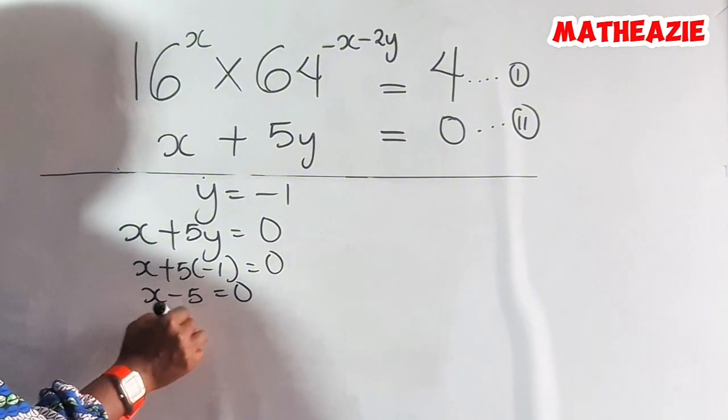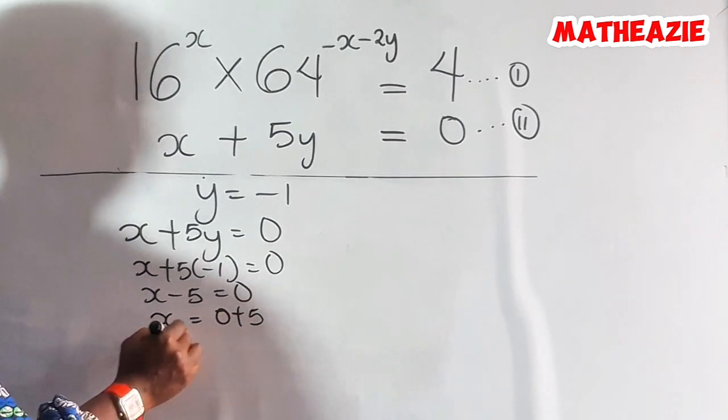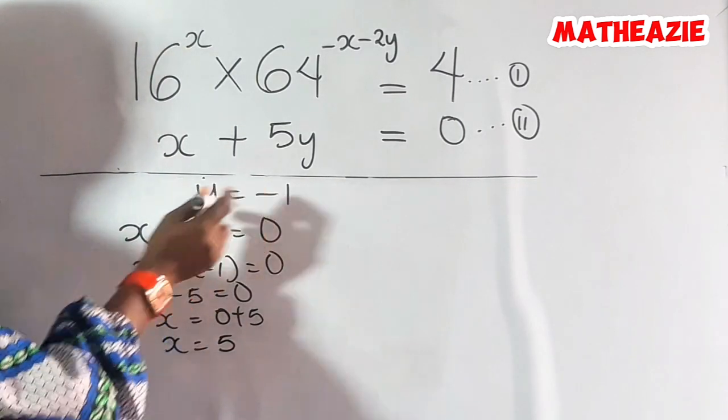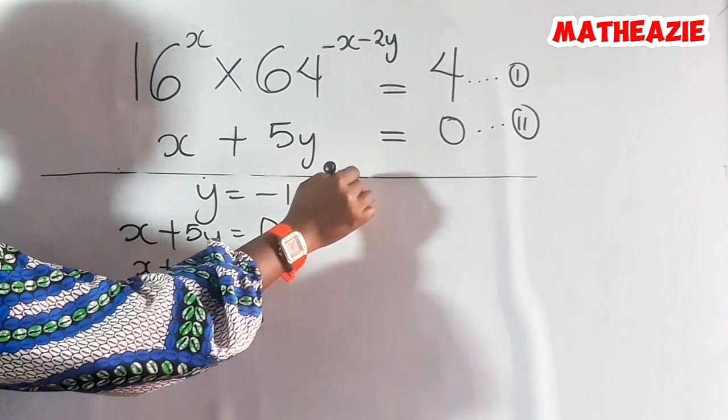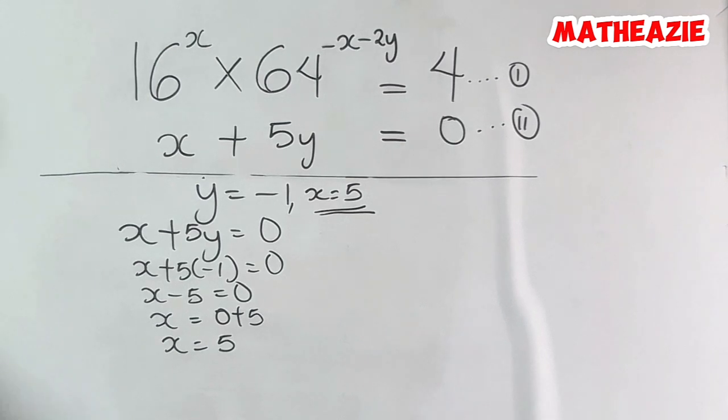This will give us x equals 0 plus 5. So the value of x equals 5. Therefore, when y equals minus 1, x equals 5, and these are the values for x and y respectively.